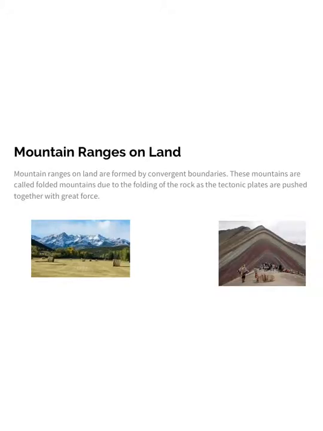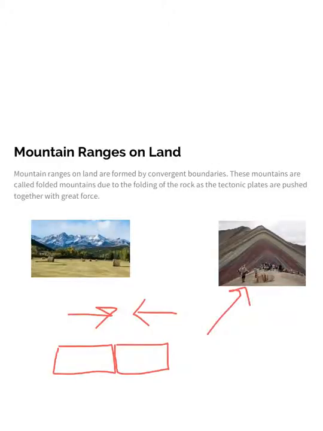When we have mountain ranges on land, these are formed from convergent boundaries. This is where the two plates will come together and push upon each other. When that happens, they are going to fold up, as you can see in the cross-section of this picture. They're going to fold up and have different layers. They are pushed together with great amounts of force.